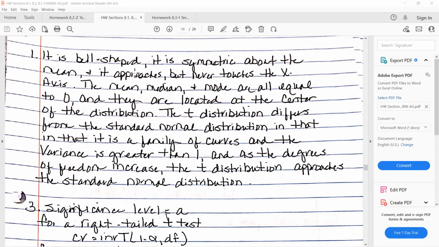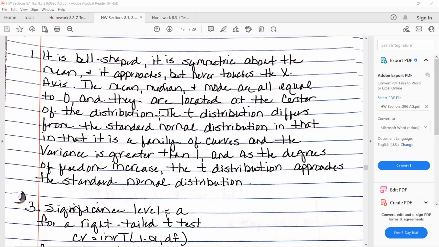But the t-distribution is different. Everything that I just read, from it is bell-shaped down to located at the center of the distribution, those were all the similarities that we have.